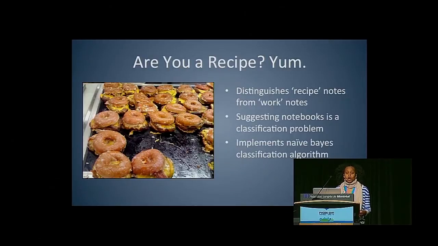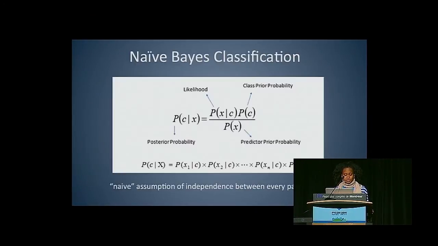So whenever I go online and I find a note, Evernote suggests which notebook I should put my note into. Suggesting of notebooks is a classification problem, and it implements the naive-Bayes classification algorithm, which we're not going to get into today. That being said, I'll just give you the formula. The naive assumption of independence between every pair of features, that's basically what it does.